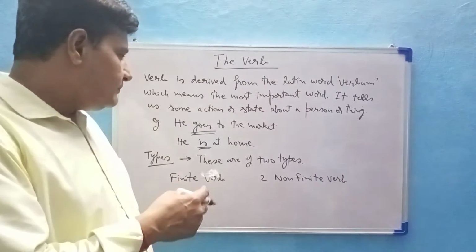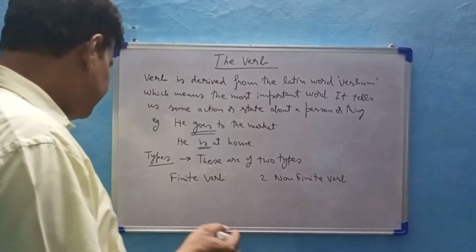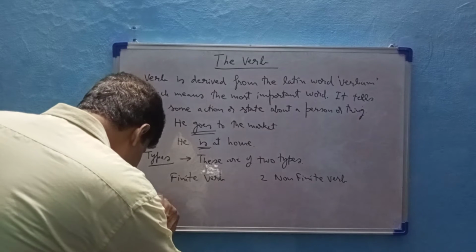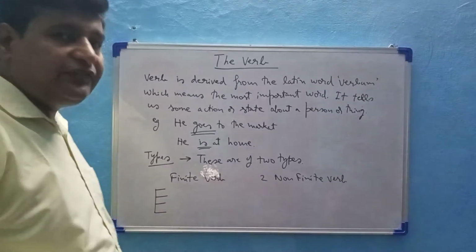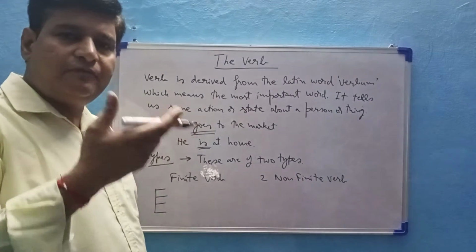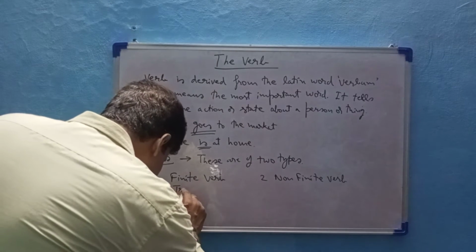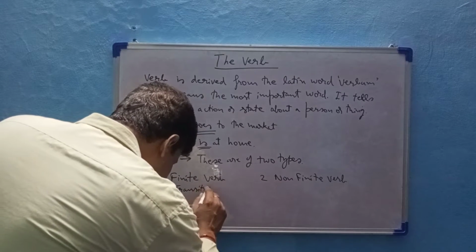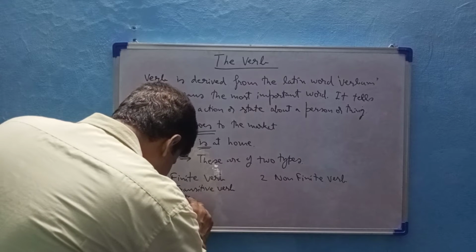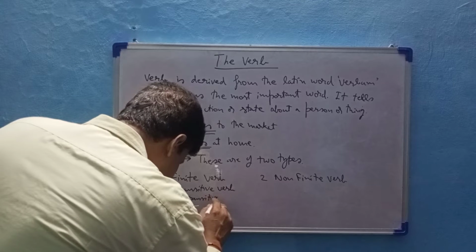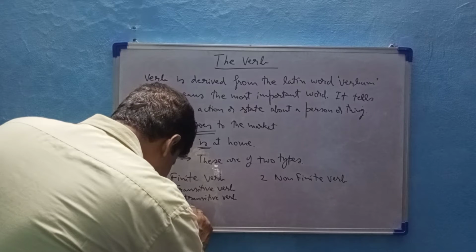So finite verb is also divided into certain categories. So what are these? Basically, finite verb is divided into 4 categories. Number 1, transitive verb. Intransitive verb. Linking verb.